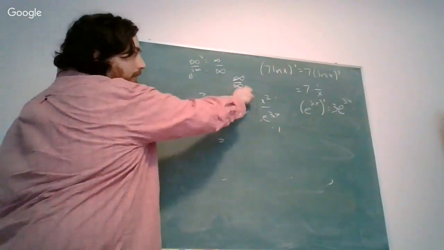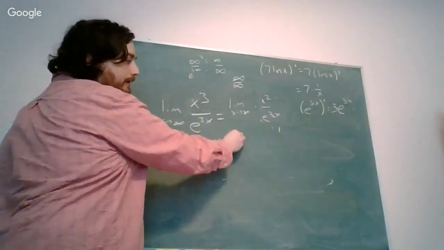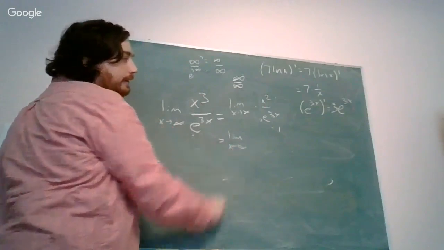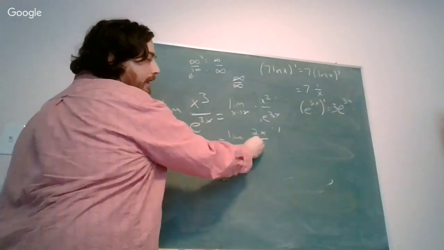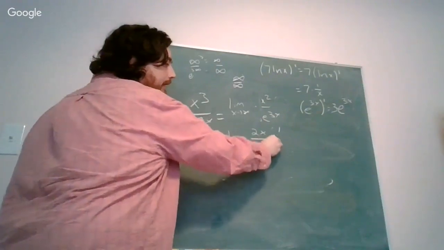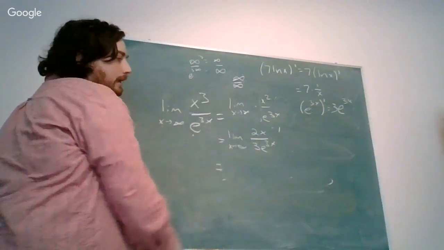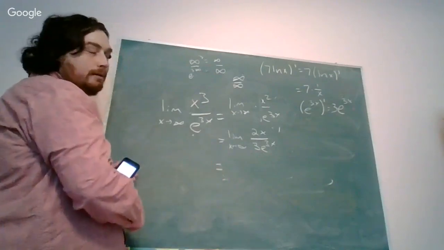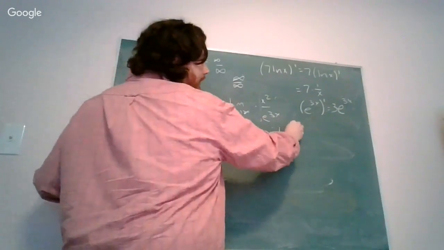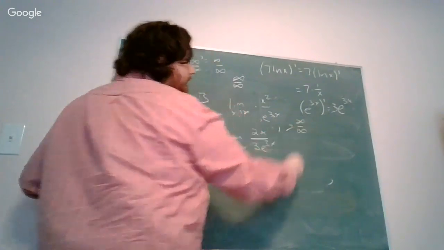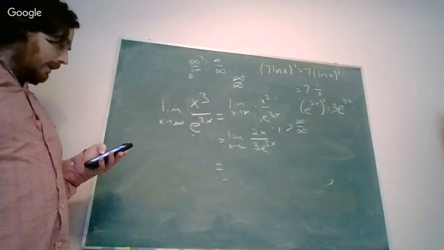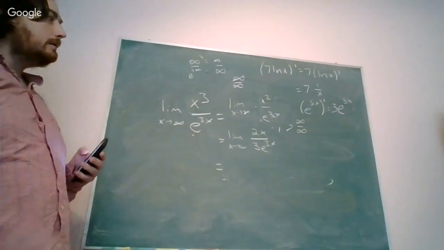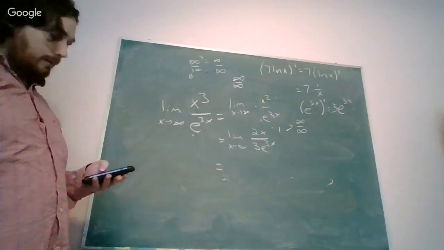Going back to this one, though, I did want to finish this up. I have infinity over infinity, so really what I do is I do have to use L'Hopital's rule again. And so I get the derivative of the top is 2x. The derivative of the bottom is, again, for the same reason, 3e to the 3x. And what I get is infinity over infinity. So if I can simplify, I will. And if I can't simplify, well, then I can't. So I just continue on with this.